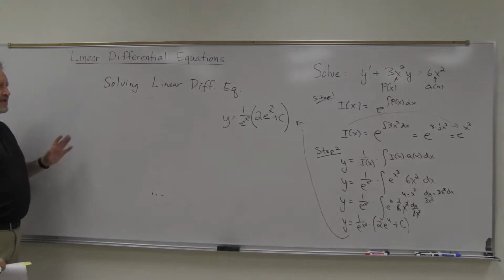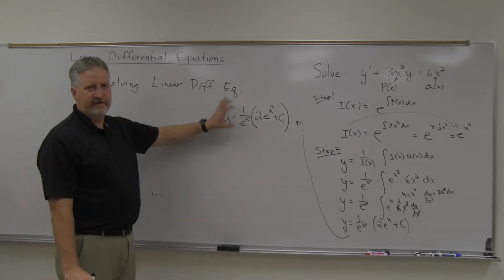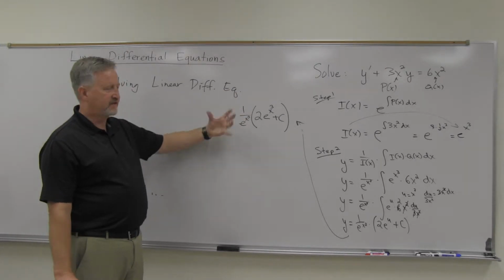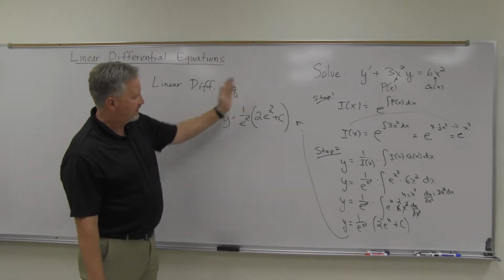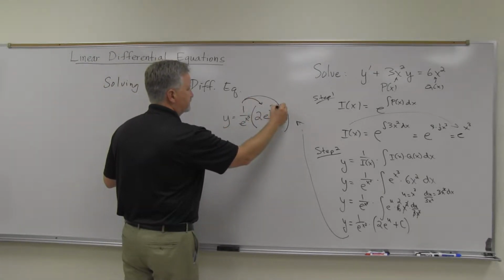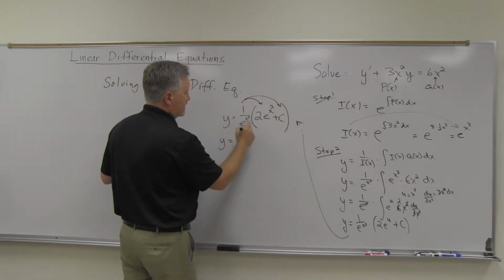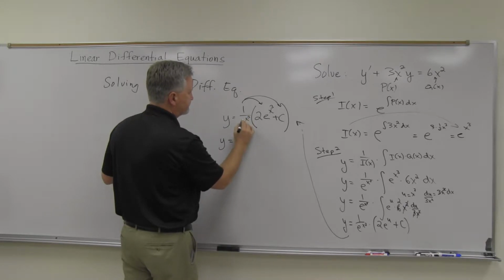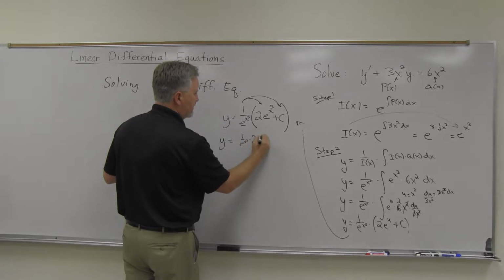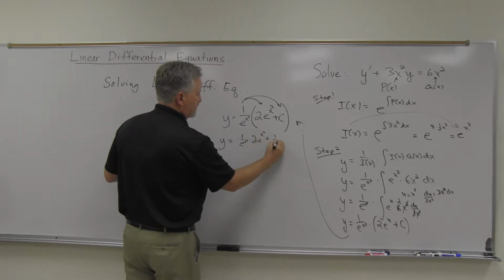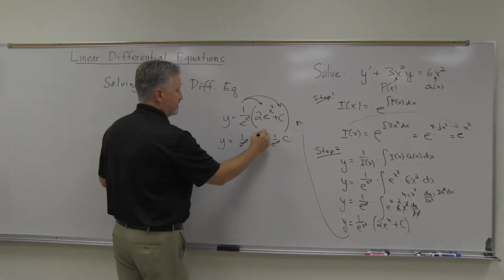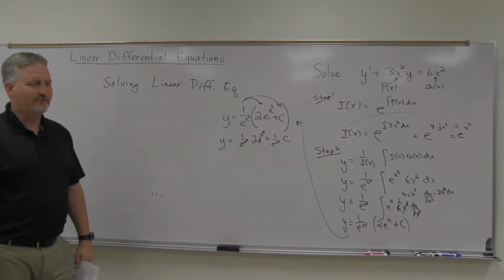Okay? Yeah, so that's why I was saying, usually you want to leave this 1 over e to the x cubed as 1 over e to the x cubed instead of making it a negative. Because when I go ahead and distribute that in, we can simplify this, if you will, and get the solution. So we'll have 1 over e to the x cubed times 2 e to the x cubed plus 1 over e to the x cubed times c.